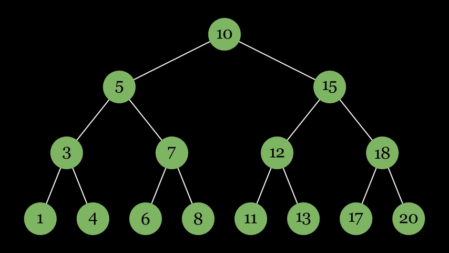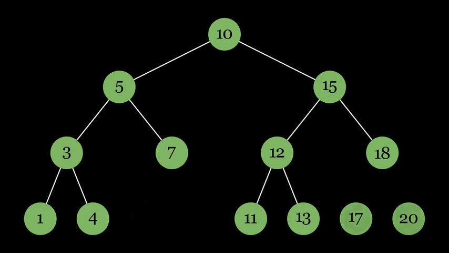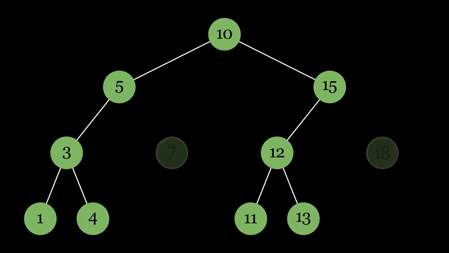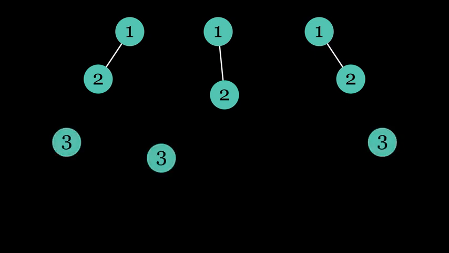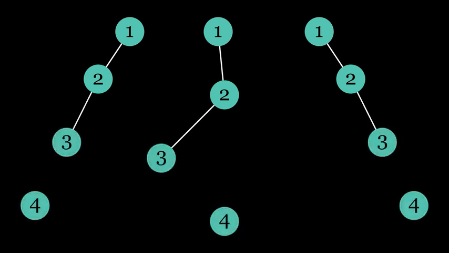Now, if we remove some of these leaf nodes, the tree will still be balanced because the height difference between the subtrees is still no more than 1. However, if we remove these specific nodes, the height difference becomes more than 1, making the tree unbalanced. In the worst-case scenario, a completely unbalanced tree will look like this, skewed or even zigzagging, resulting in inefficient operations.